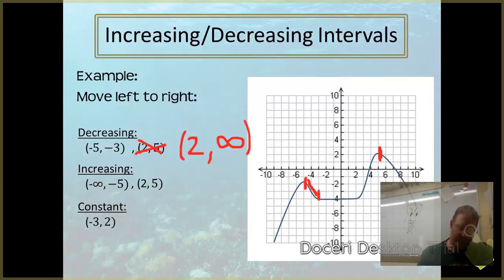Increasing from -infinity to -5 and from 2 to 5. And then lastly, this part right here from -3 to 2, it's constant.